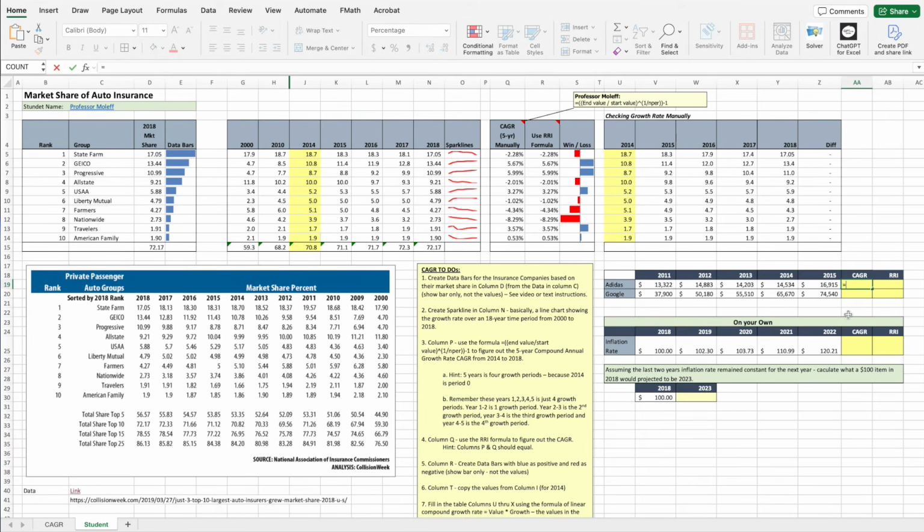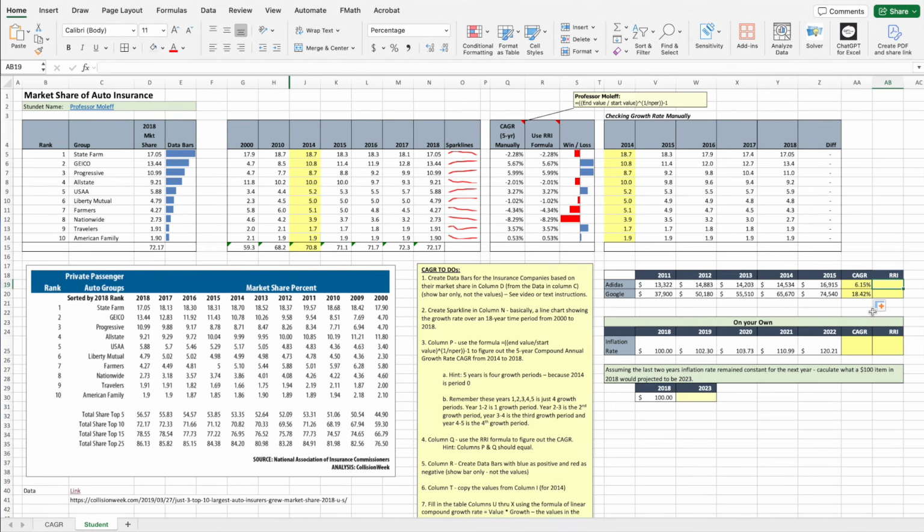So equals, double quotes, our ending value divided by our beginning value to the power of 1 divided by our number of periods. And so far, in everything we've done in this assignment has been 4 periods. And then close it out, minus 1. And we see that it's 6.15%. And I can copy that down, that if you invested in Adidas, your average rate of return would have been 6.15% compounded each year. And had you invested in Google during that same time period, you would have made 18.42%.